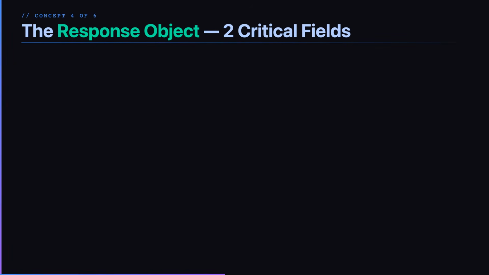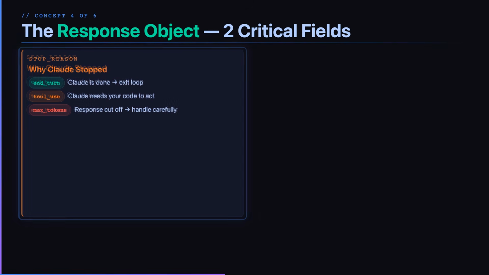Every call to messages.create returns a structured response object. Two fields matter in every loop iteration. First is stop_reason, why Claude stopped generating. End turn means Claude is done. Tool use means Claude wants your code to act first. Max tokens means the response was cut off before Claude finished.